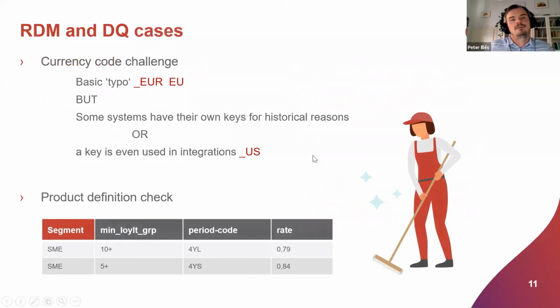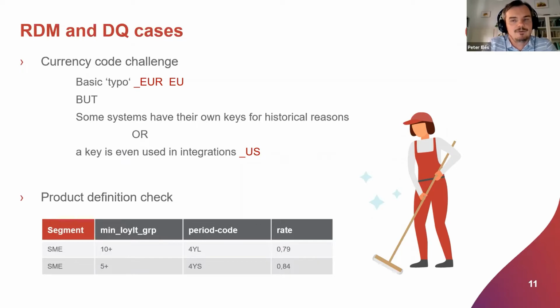Let me show it on a few examples. So we see here some basic typos. If your system is not guarded, if you have a field which is not a drop-down, you might have some issues like this mistype of the euro currency. And your RDM system can say, yes, this is not correct. Correct it to the correct euro notation or something.